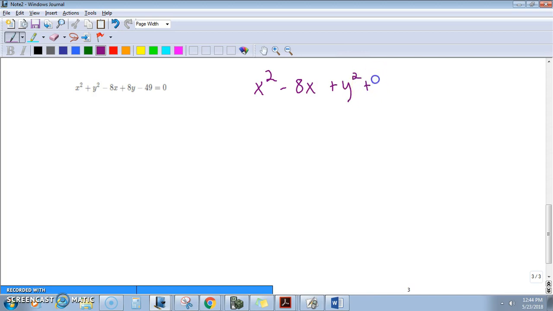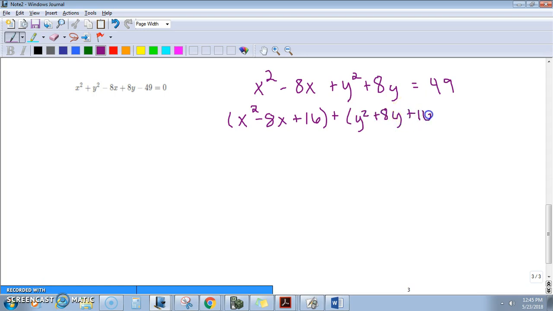plus 8y is equal to, and I'm going to move that 49 to the other side, and it's going to be positive 49. Then I'm going to complete the square for the x's and the y's. So this becomes x squared minus 8x. Half of negative 8 is negative 4. Negative 4 squared is 16, plus y squared plus 8y.